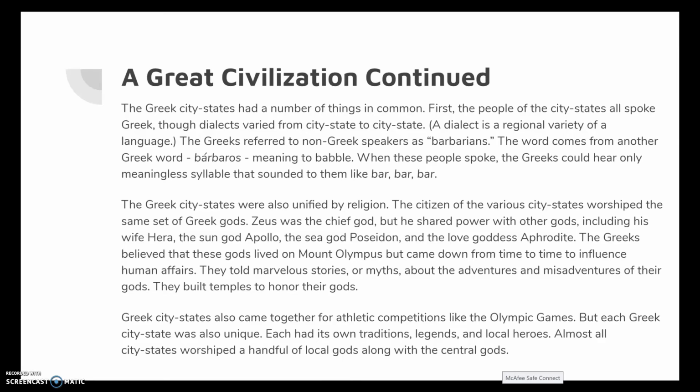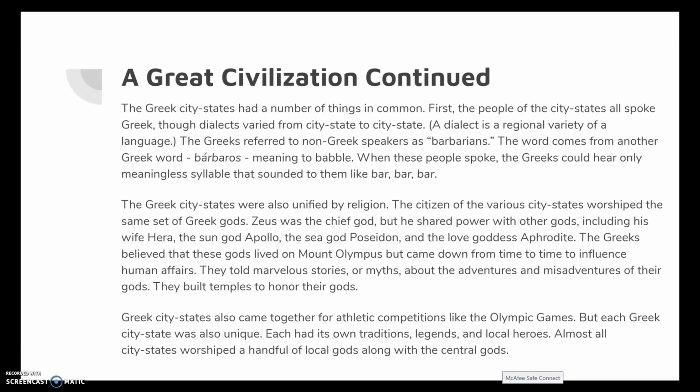Even if you go around the U.S., we call people different things. So we use different words. They use different words. That's just what it was. The Greeks referred to non-Greek speakers as barbarians. And it came from the word barbaros, which means to babble. So when people spoke, the Greeks could only hear meaningless syllables that sounded to them like bar, bar, bar. So they made a word that sounded like that.